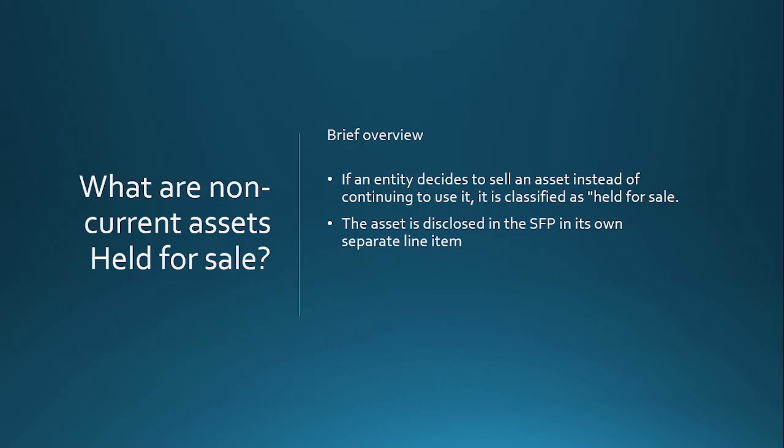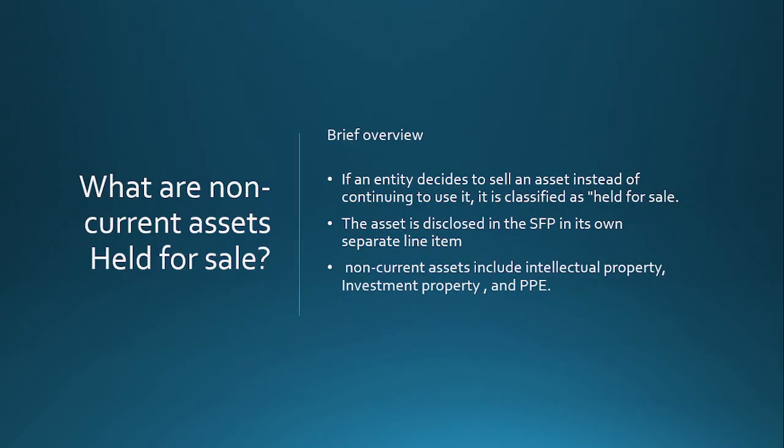Now, the asset is disclosed in the statement of financial position and it has its own line item. In the statement of financial position, you're definitely going to see a line item that is assets held for sale or non-current assets held for sale. It's disclosed on its own separate line item, and the non-current assets that are usually reclassified as non-current assets held for sale are your intangible assets, your investment property, and your property, plant, and equipment.